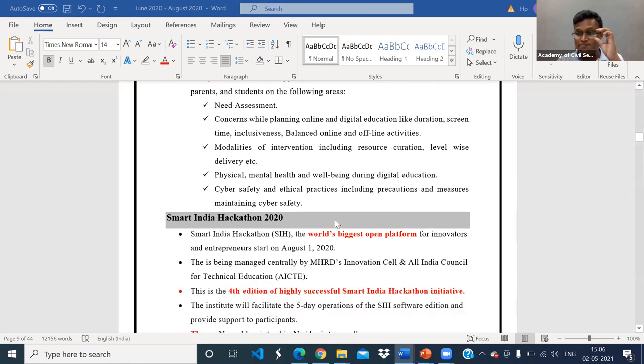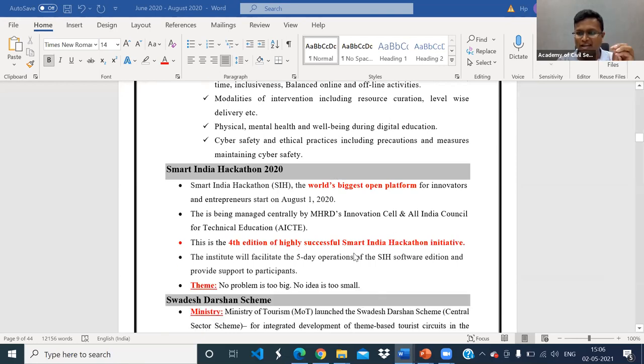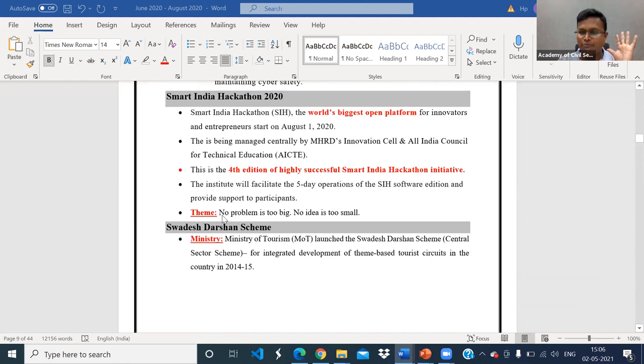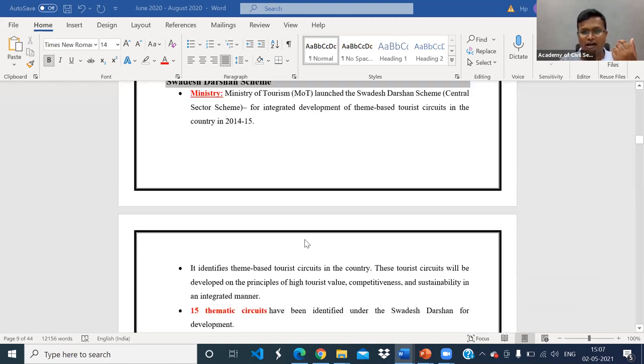Smart India Hackathon, and we have already discussed that, because on August 1, MHRD launched the Smart India Hackathon program. It is a program for creating a digital problem solving mindset among the students. And the theme of this year's Smart India Hackathon was that no problem is too big, no idea is too small. So Desh Darshan scheme, we have already discussed.